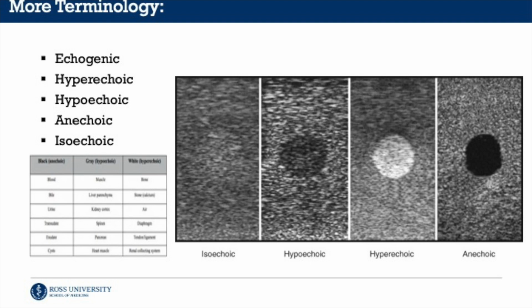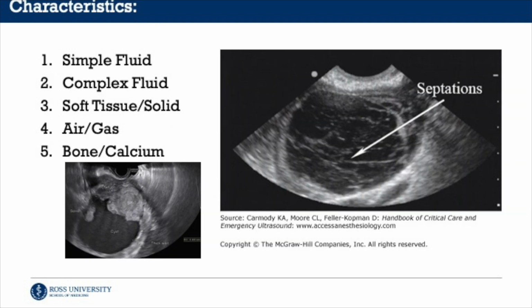Hypo would be something that does not reflect as well, but is not exactly the same density as the surrounding tissue because it's not iso. And then anechoic would be something that does not reflect at all, and that would be something like a fluid-filled structure such as a cyst or the bladder. As we just discussed, different structures have different densities and therefore will reflect sound waves differently, and an ultrasound can be used to help distinguish all of these various characteristics.